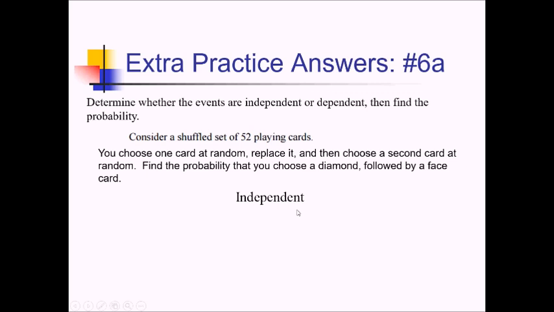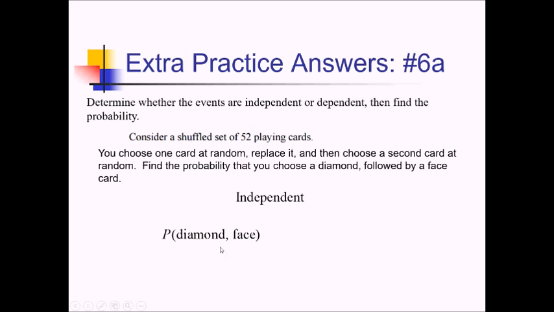For all intents and purposes, they're almost different problems. Now, finding the probability that we choose a diamond followed by a face card, so diamond, comma, face card. Let's get the diamond probability first. Then we'll find the face probability, and then we'll multiply those together.